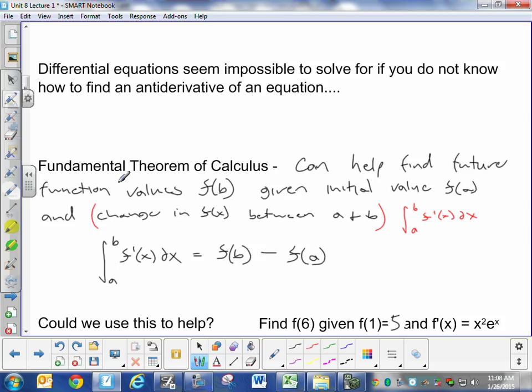And since I know this is my change in my function, I can use this equation to help me find some missing f of b. Who can tell me how?